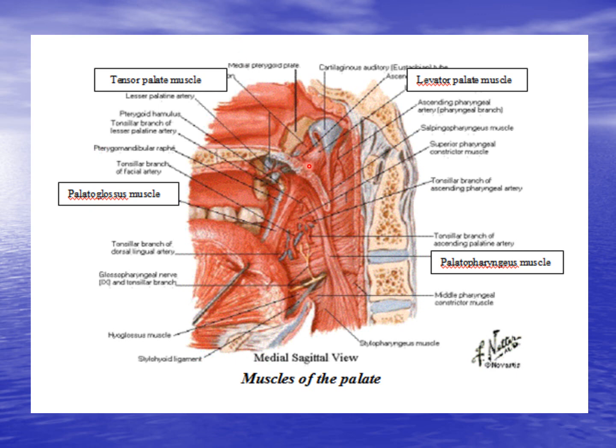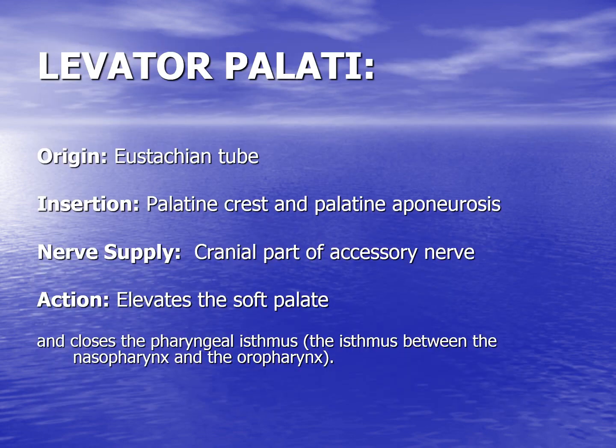Palatoglossus and palatopharyngeus. Now the levator palatine. Origin from the Eustachian tube. Insertion palatine crest and palatine aponeurosis. Nerve supply cranial part of accessory. Action elevates the soft palate.